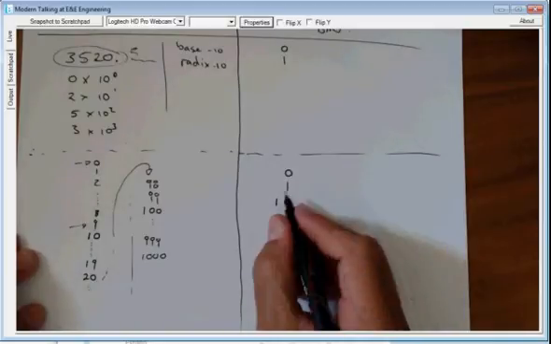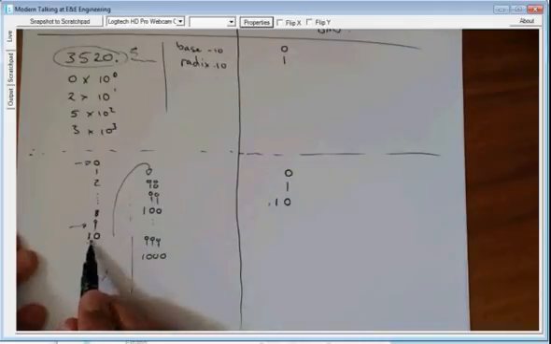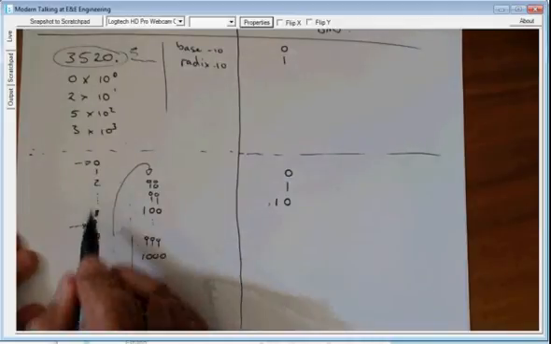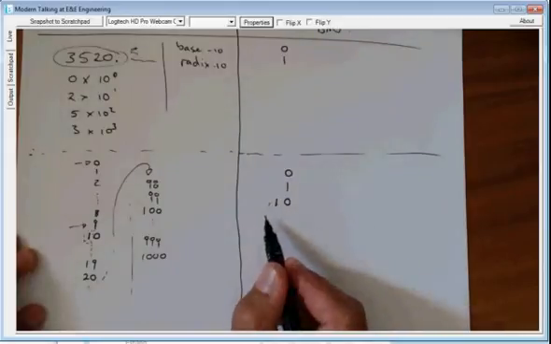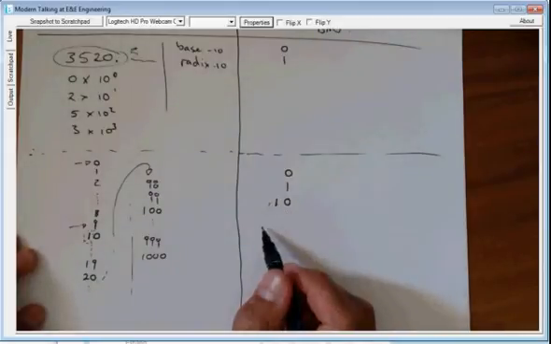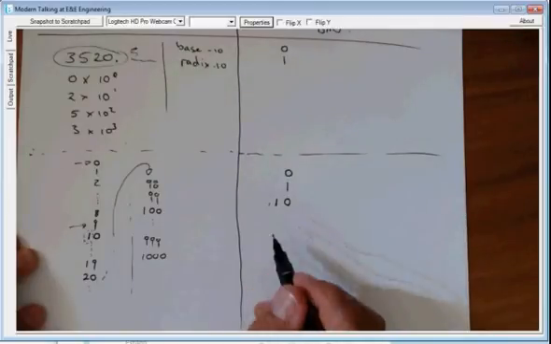Now the question is, what does this mean? In the decimal case, that meant 10 because we have 10 symbols. In this case, that means 2 because we only have 2 symbols. So this here would be 1 times 2 plus 0 times 1.